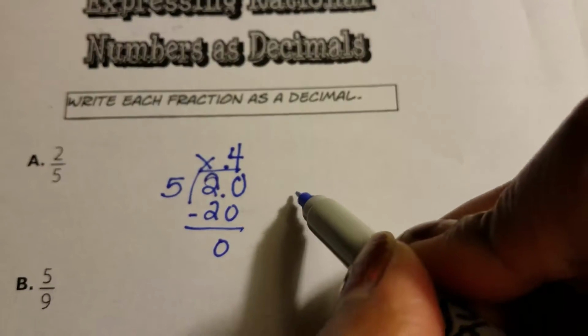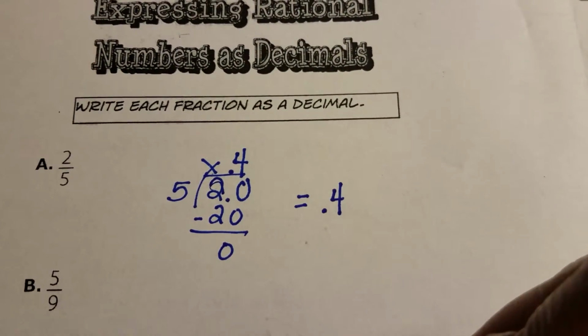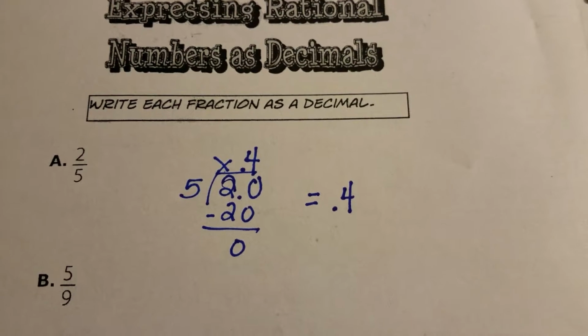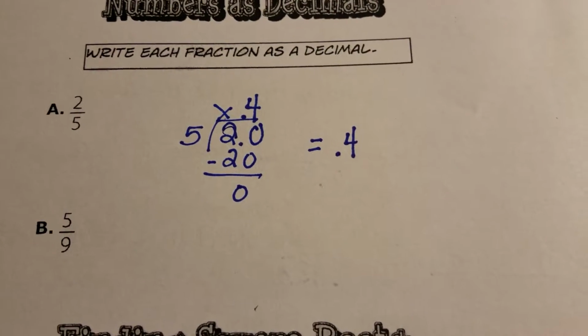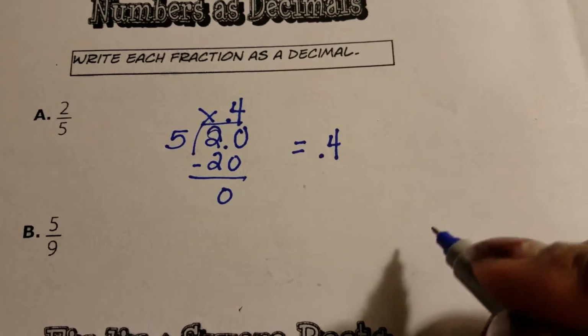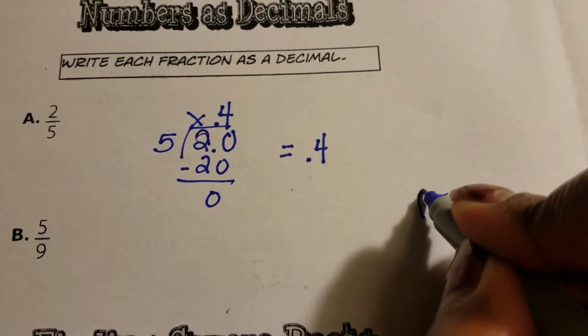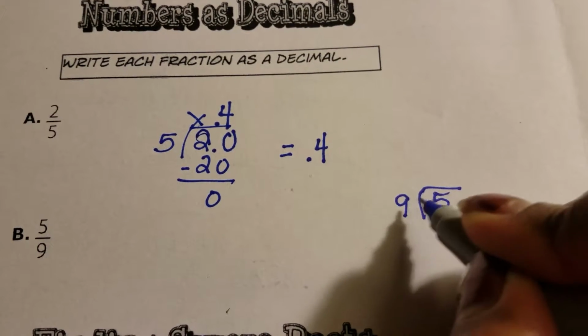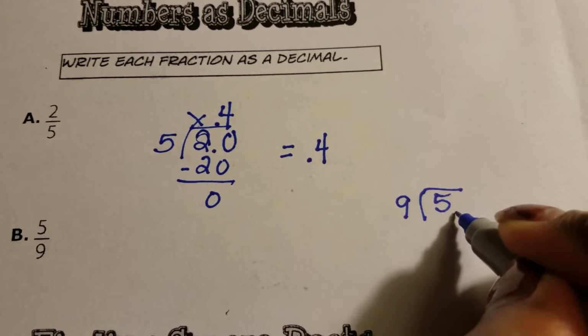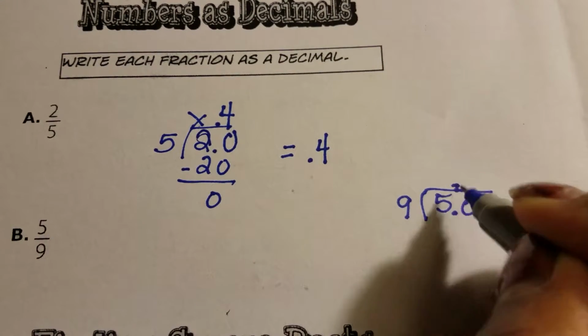Multiply, subtract. So my answer would be 0.4 or 0.40. Okay? The next one we have is 5/9. Same thing here. Go over here. We'll have a little bit of space. 5 divided by 9. We know that 9 cannot go into 5. We need to add a decimal and a 0. I'm going to go ahead and shoot that decimal straight up.